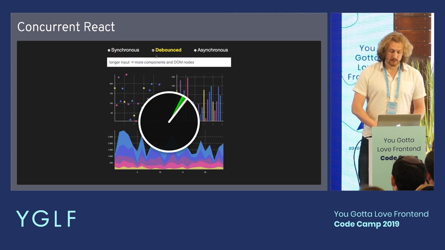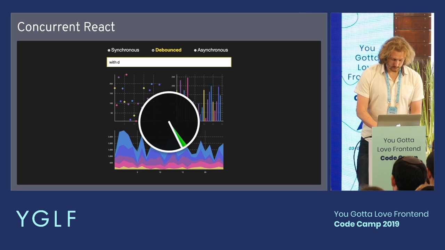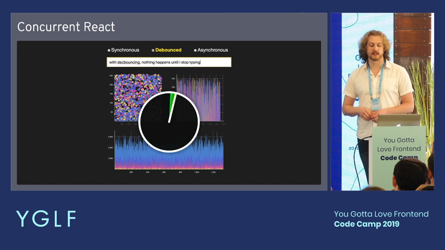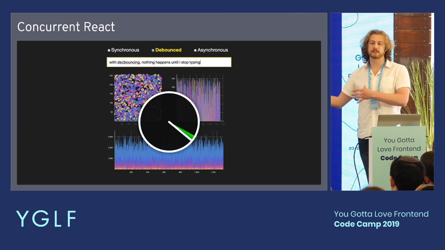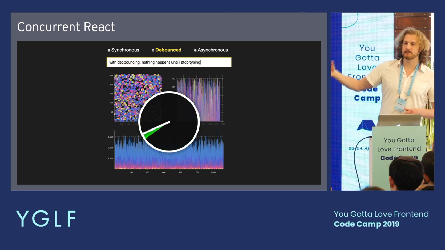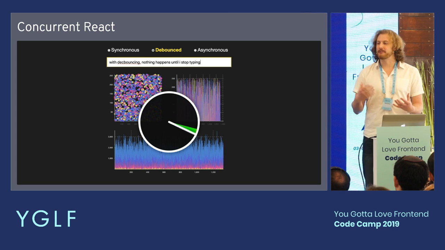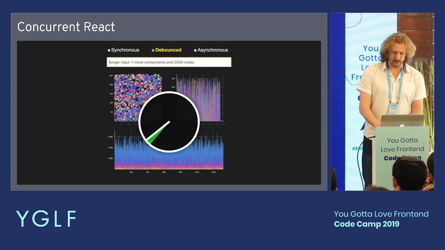And a way that we have often tried to fix this is using a technique called debouncing. I can't type. With debouncing, nothing happens until I stop typing, and then everything updates all in one go. And it means that the main thread stays unblocked and the app stays responsive, but we don't get any feedback, so that's not really a great user experience.